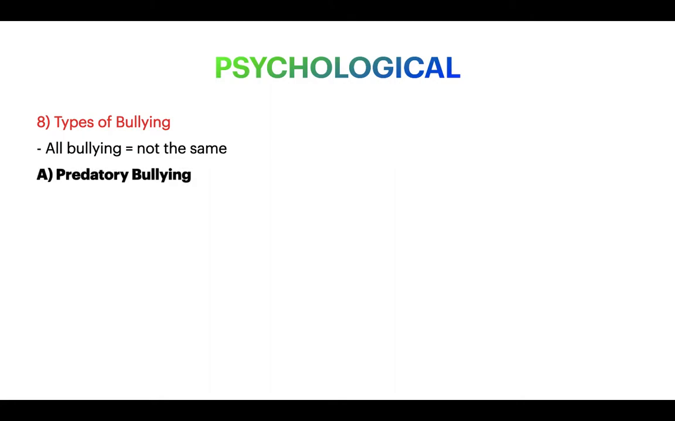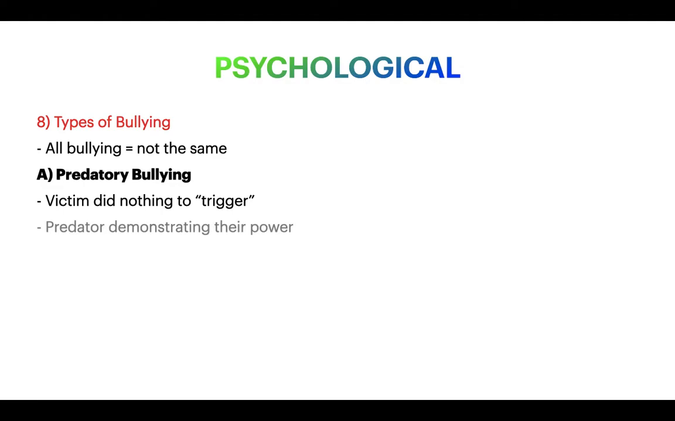Is all bullying the same? According to Einarsson, no. There are different types of bullying. All bullying is not the same, right? So what are the types of bullying? There's predatory bullying. This has to do with things like, for example, when a victim does not trigger the bully, the bully just is like a predator, just watching, waiting to pounce and bully the person. But the victim didn't do anything, right, to trigger that event. The predator is just demonstrating that power by bullying them.